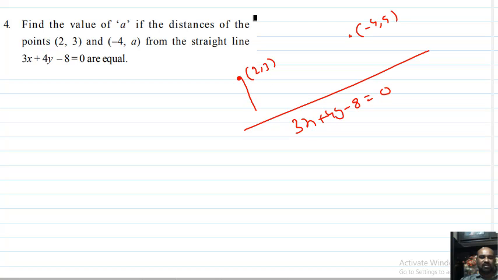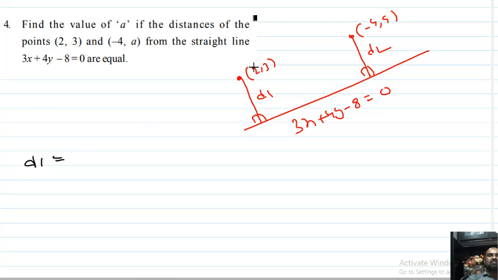Clearly, the distance from this point to this line is equal to the distance from this point to this line. These two distances are equal. So, this is d1. Say this is d2. So, d1 equal to d2. First of all, I want to find d1. After that, d2, and equating those two, you get the a value. d1, how to find d1?